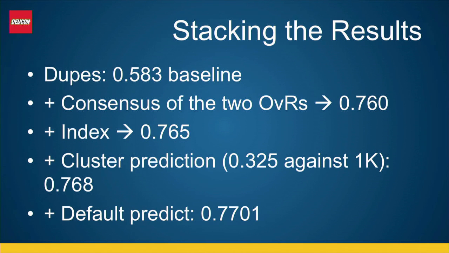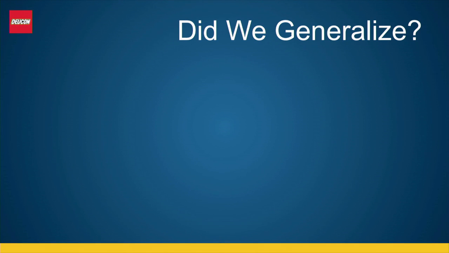So if you look at when we stack these, dupes, 0.583 baseline. When we add the consensus of the two one-versus-rest classifiers, we got to 0.76. We had the index learning approach, 0.765. Did the cluster prediction, got another 300ths. And then the default predict, got another 300ths.